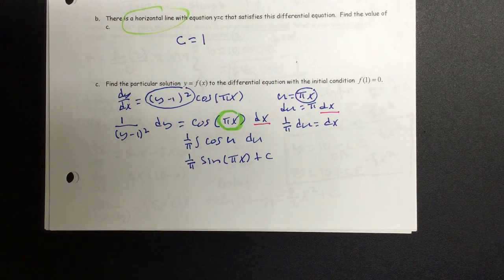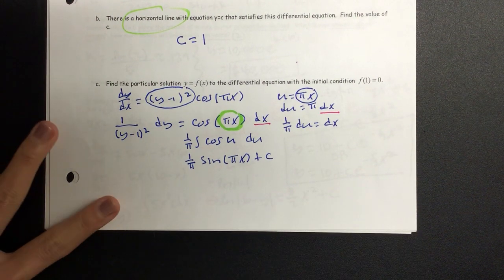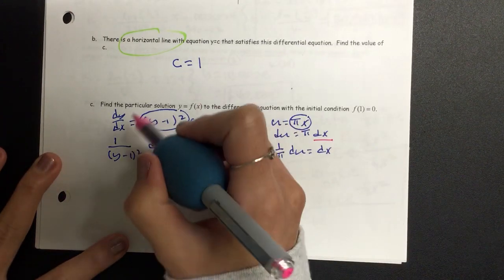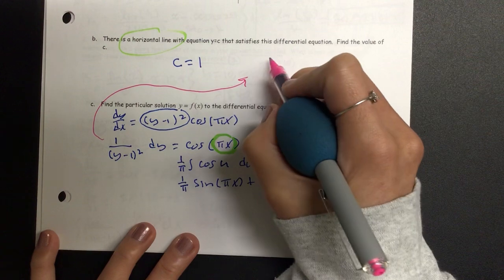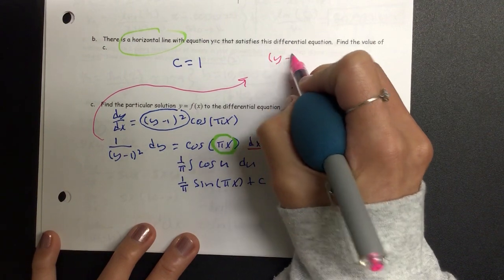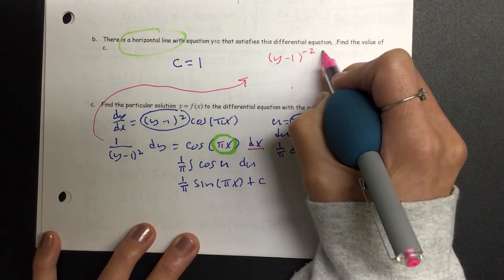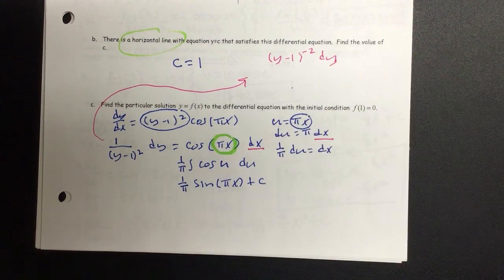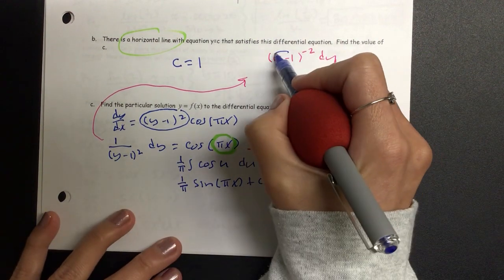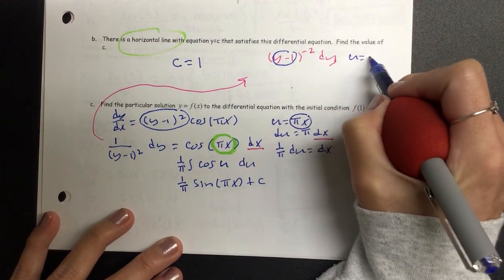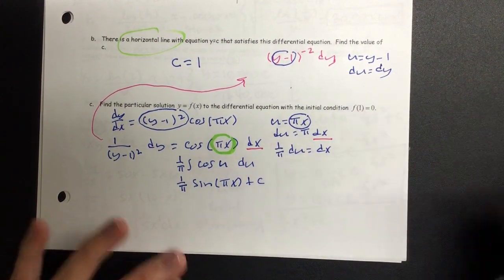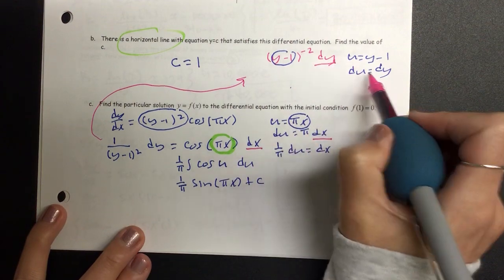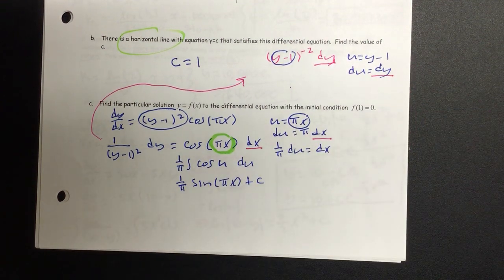Now let's worry about the left side. On my left side, I'm going to use this room over here. Y'all might not need it. I do. So we have (y minus 1) to the negative 2 dy. And we're going to let u equal y minus 1, and du is equal to dy. And what's nice is, do I have what I want already on there? I don't need to kick out anything.